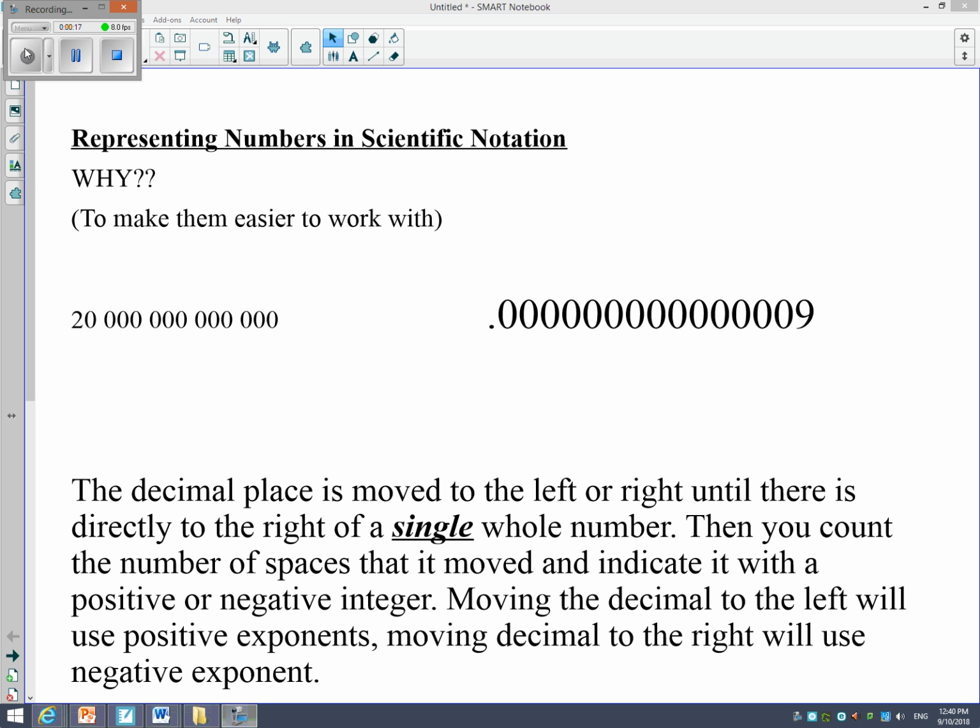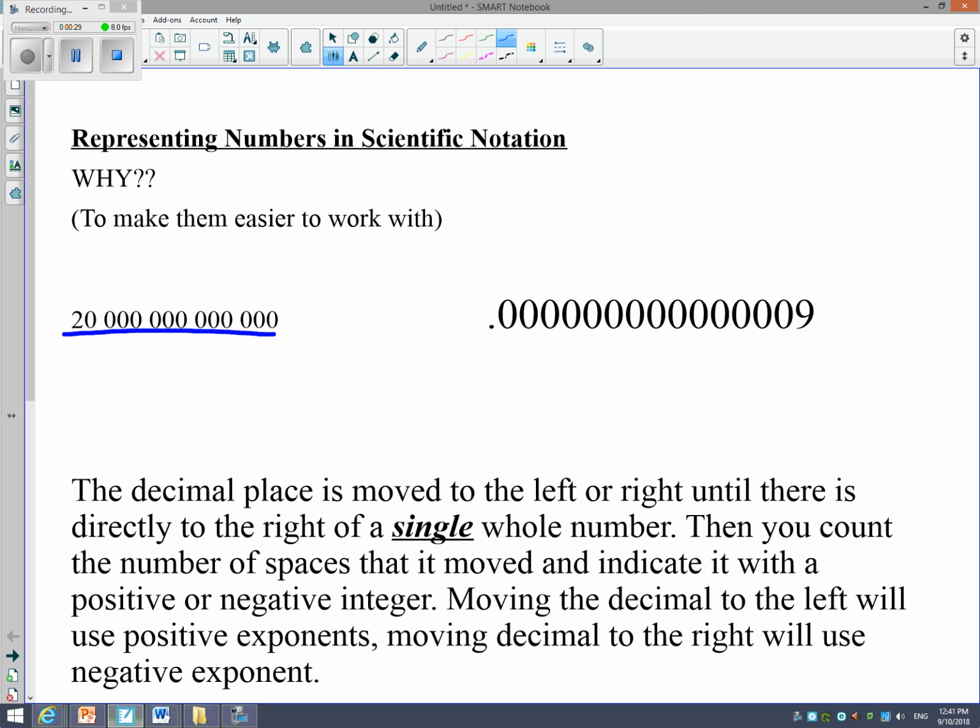We're using scientific notation to make our big or incredibly small numbers easier to work with. So if you have a number like this, or like this, not only would they not fit in the calculator, but they would be a pain to continually write out all the time. So they have created a way in which you can represent the same number in a much smaller fashion. And it starts with the expanded notation that we did, and then works into something called scientific notation.